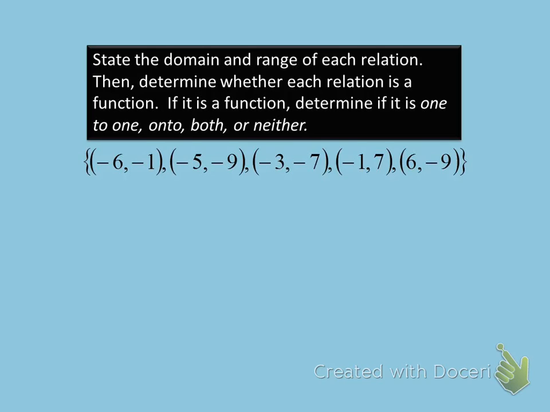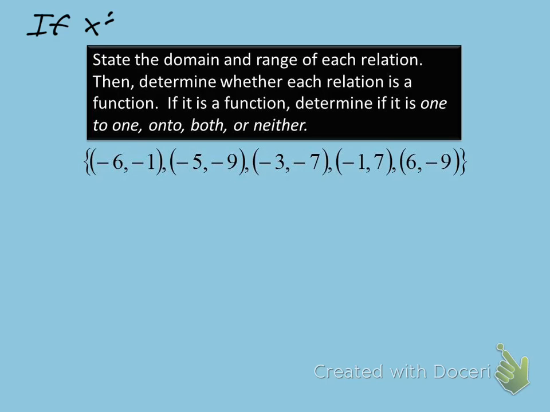Say the domain and range of each relation, then determine whether each relation is a function. Now, in there is something that we haven't talked about: how you determine if they're functions or not. Here's how that works, real quick. Write this down, big, bold.